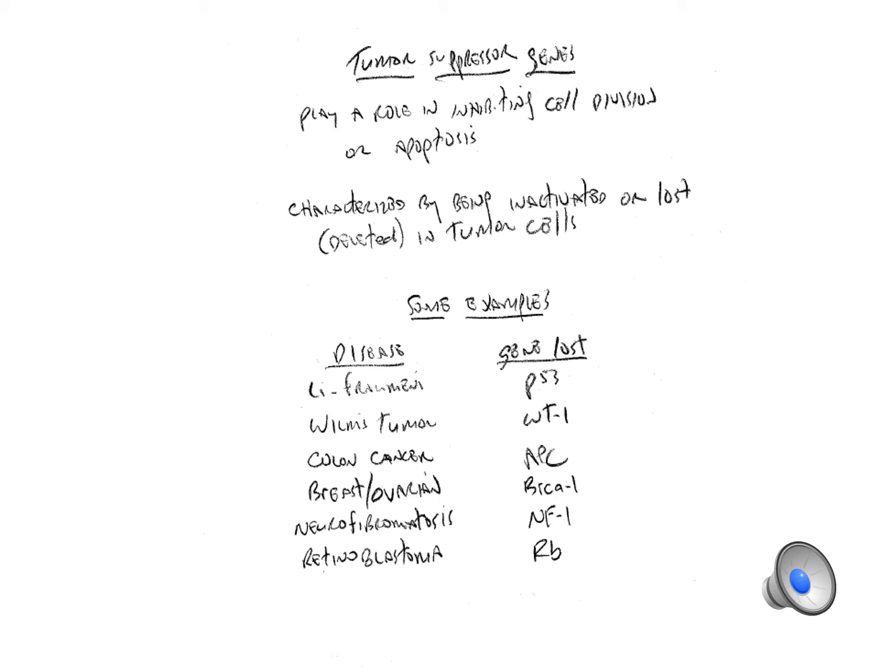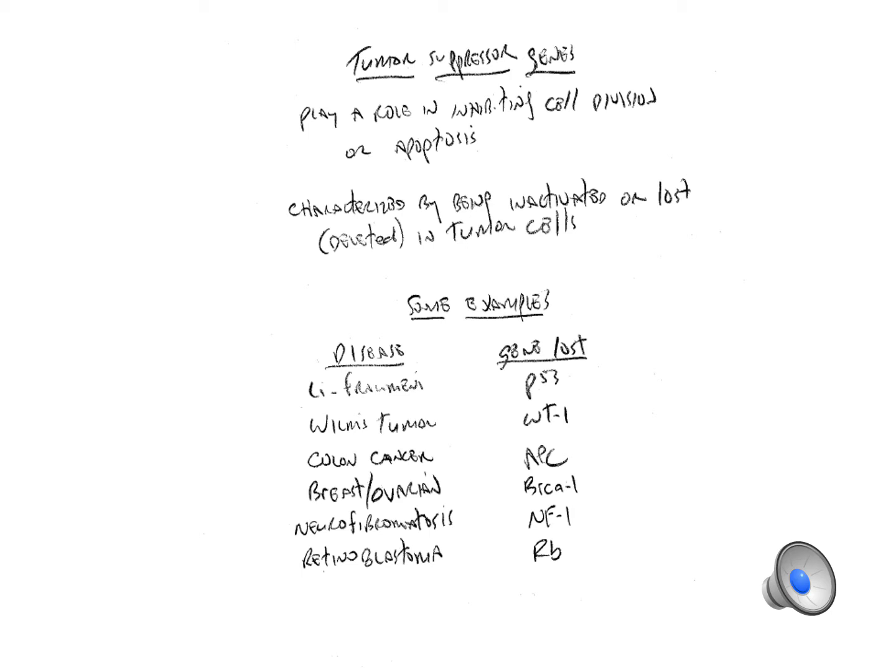Now, what's characteristic of these tumor suppressor genes is that in order for the tumor to develop, both alleles of the gene need to be lost. We have two. One we get from the mother, one we get from the father, so everything is in twos. And in order to get the cancer to develop, both alleles need to be lost.